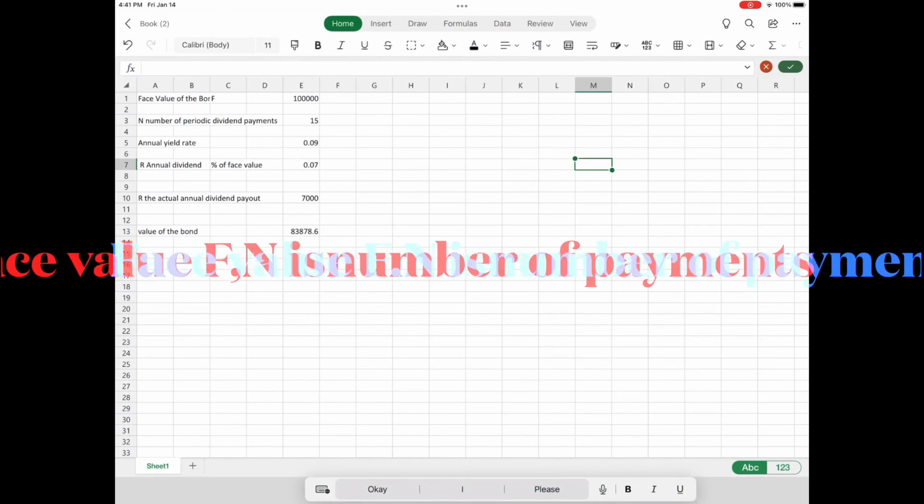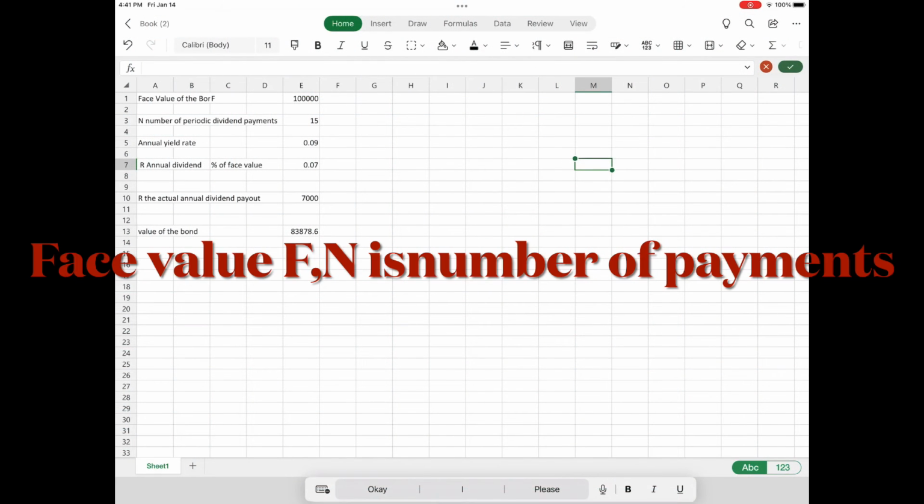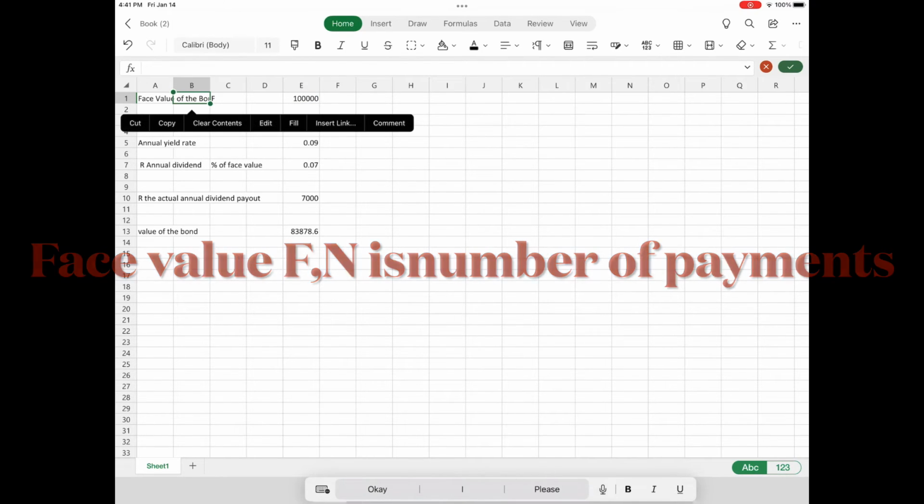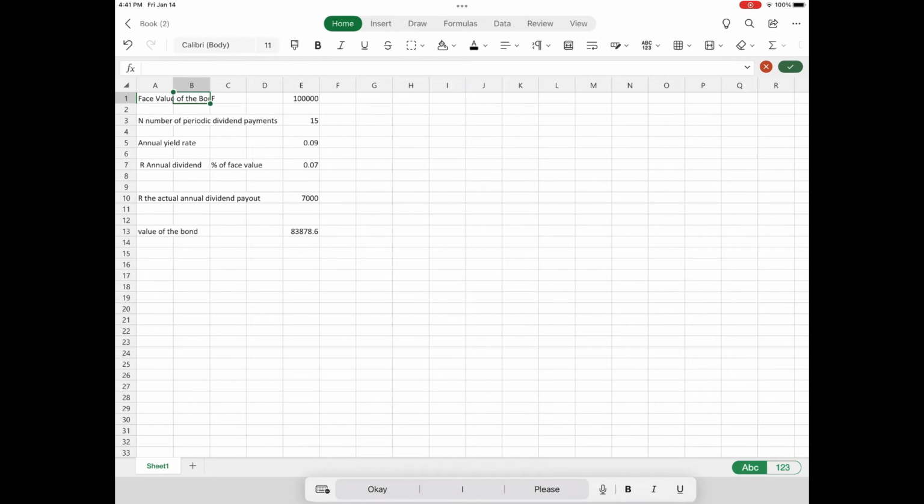In this video, I'm going to explain to you how to find the value of a bond using Excel. Let us start first with the face value. Imagine the face value is 1 lakh rupees. So I put face value, and in cell E1, I put 100,000. That is the face value.